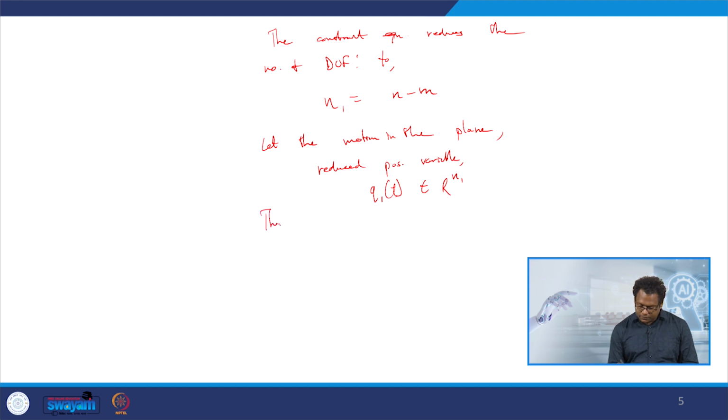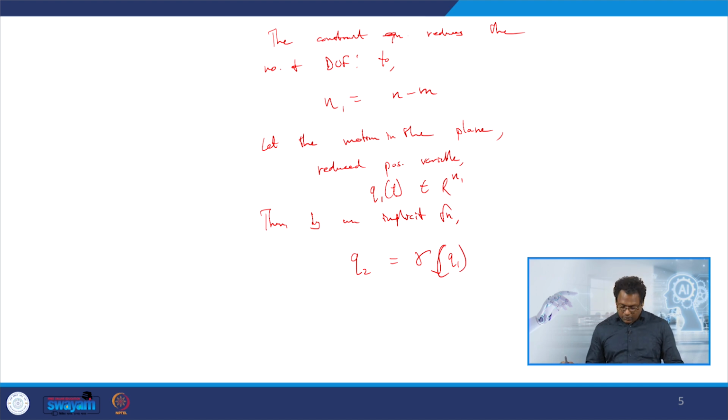Okay. Then by an implicit function, one may relate q2 to q1 by the implicit function gamma. That means that it maps q2 and q1, which means they are related by the implicit function gamma, where q2 of t belongs to the Euclidean space of dimension m.